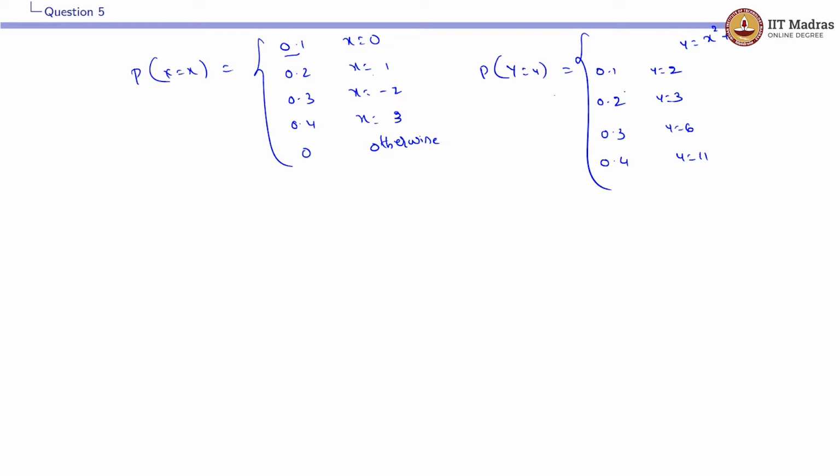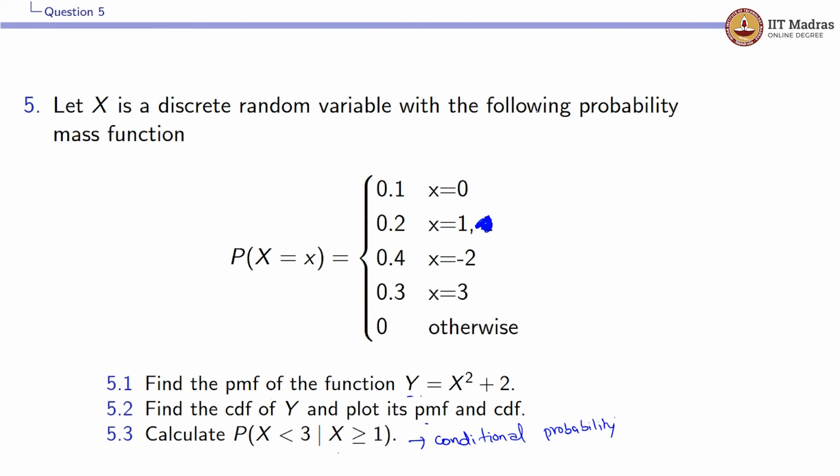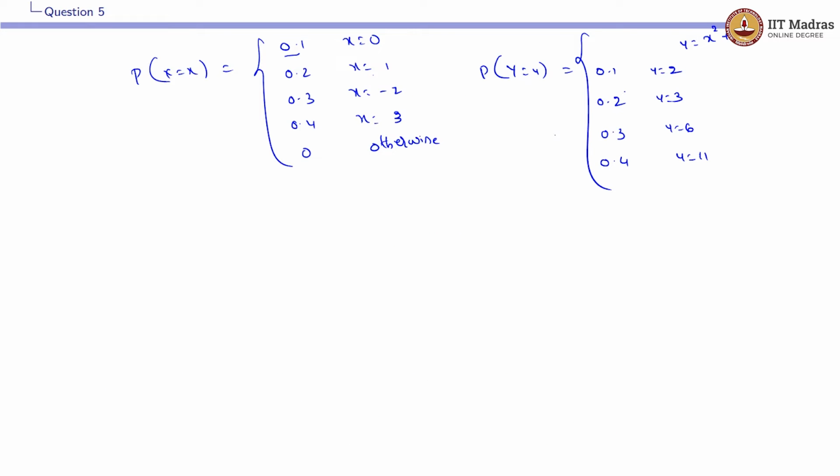And if you look at the cumulative distribution function for y, F of y would be 0 if y is less than 2. This would be equal to 0.1 for y equals 2 until y is less than 3. So for 2 less than or equal to y less than 3, we'll have a probability of 0.1. So for y equals 3, it would be 0.1 plus 0.2, that is nothing but 0.3.